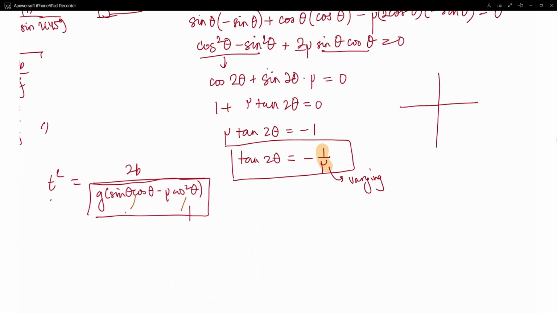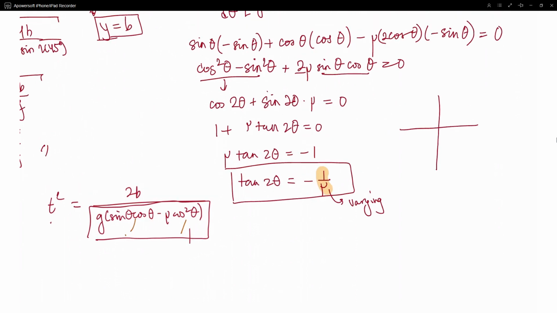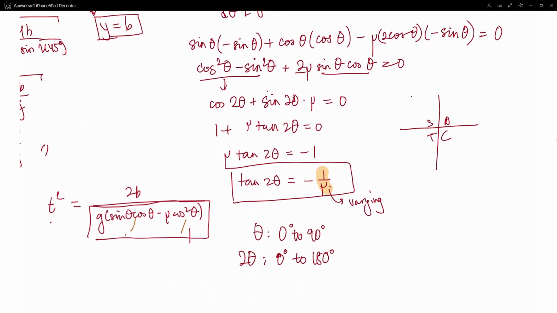Because this is your quadrant. And I know that theta is ranging from 0 to 90 degrees. So 2 theta has to be 0 degrees to 180 degrees. So we're dealing with the first two quadrants. And coefficient of friction is always positive, meaning that negative 1 over mu has to be negative. Meaning that, because it's ASTC, tangent negative is in the second quadrant.